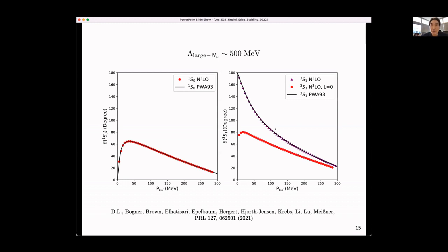If you do that, what you find at this cutoff momentum is that you get phase shifts that are very similar to the spin singlet phase shifts. So you get this restoration of the spin isospin exchange symmetry.